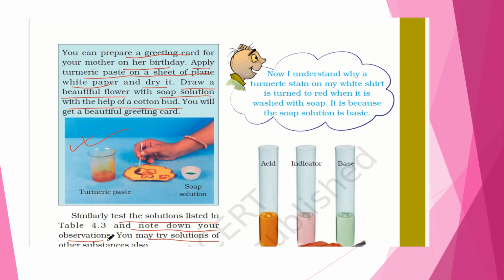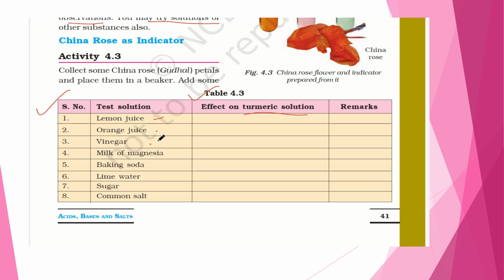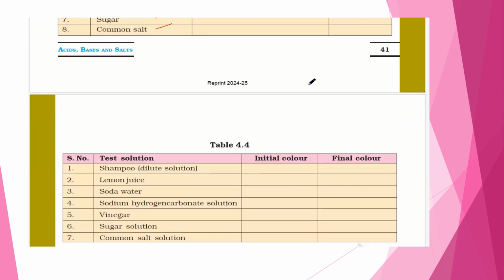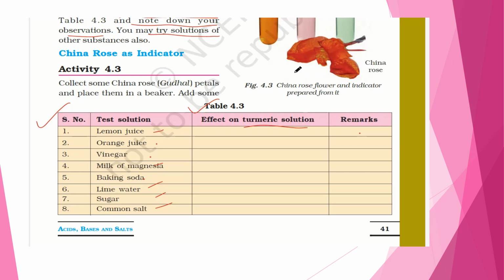Similarly, test the solutions listed and note down the observations. You may try solutions of other substances also. They have given you a full list of substances to test for their effect on turmeric solution: lemon juice, orange juice, vinegar, milk of magnesia. What are the effects on this turmeric solution you are getting, and what is the remark? With this indicator you can test. This is all table 4.3, you can note this down.